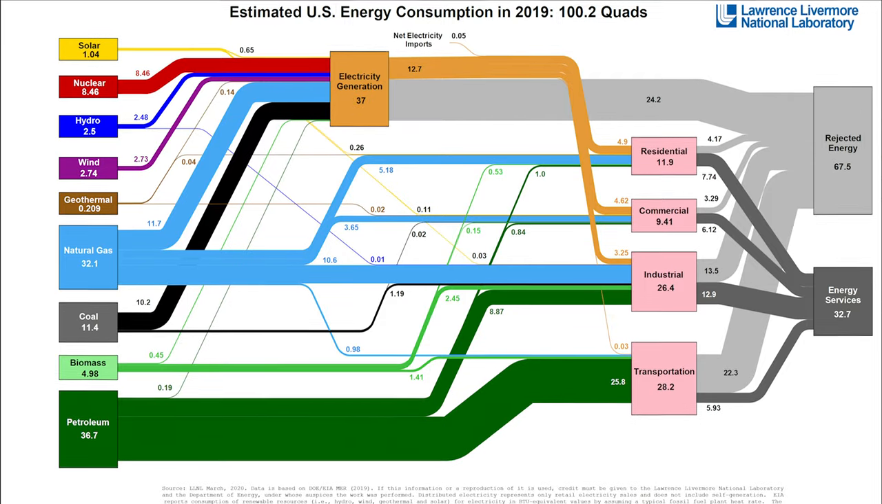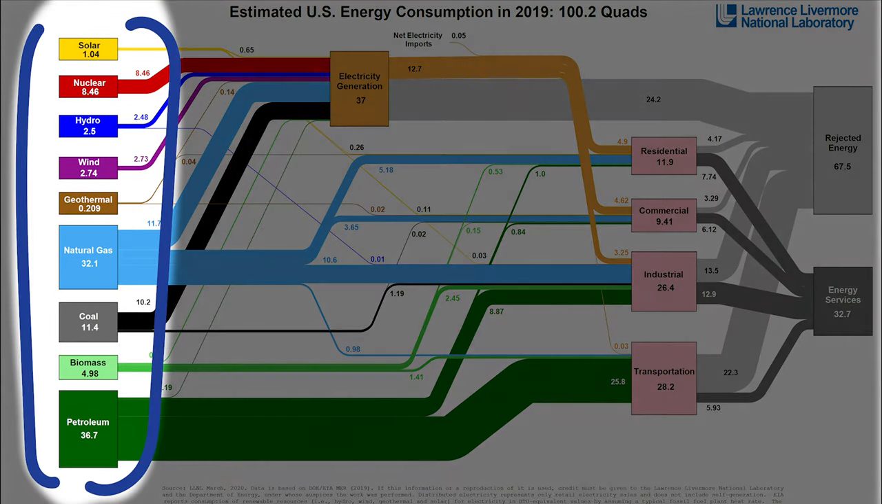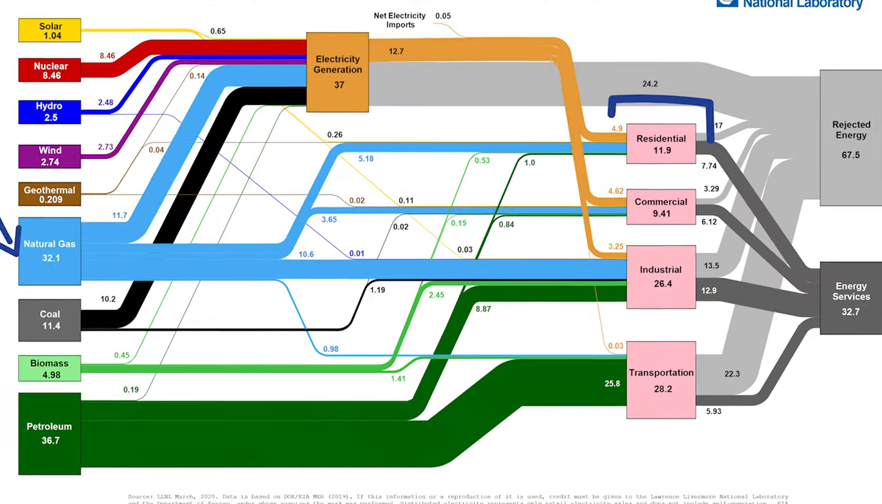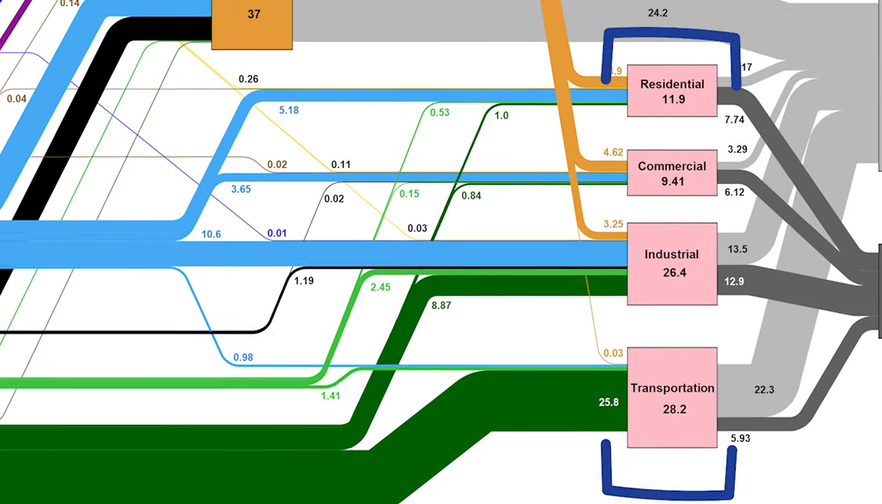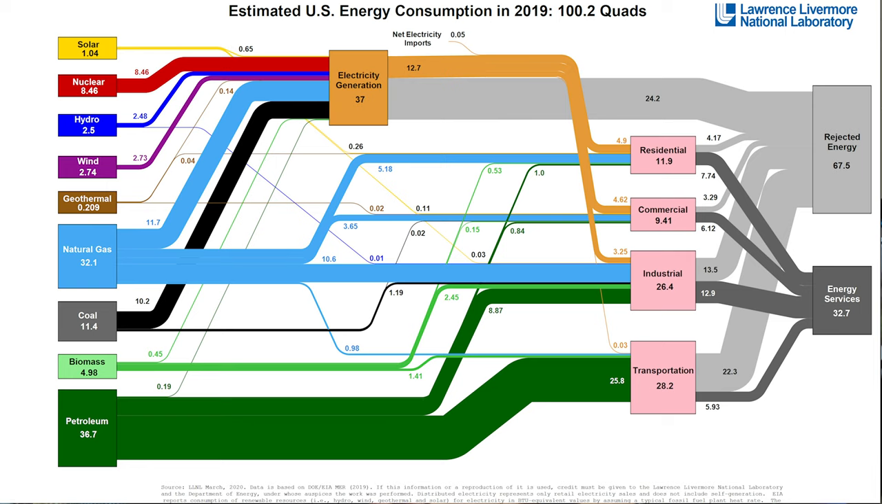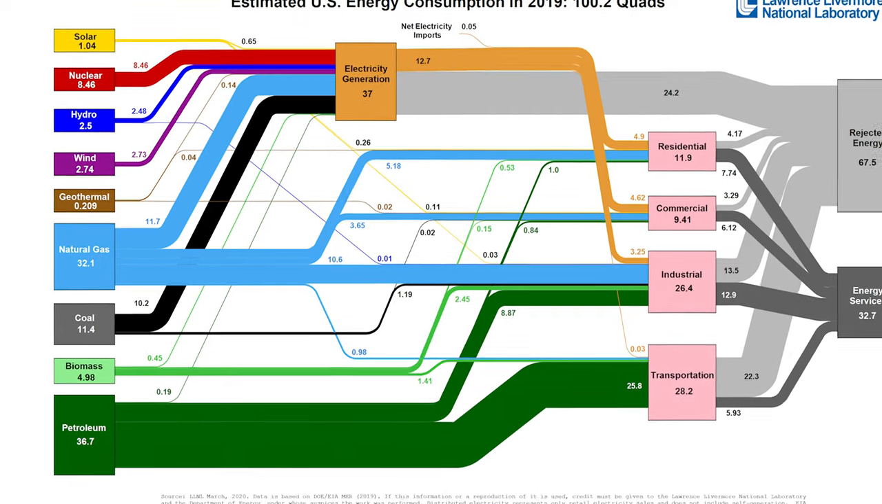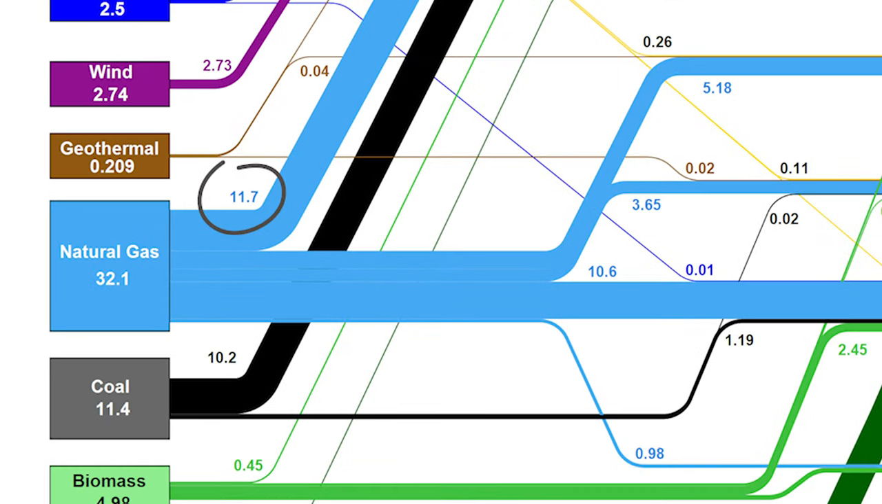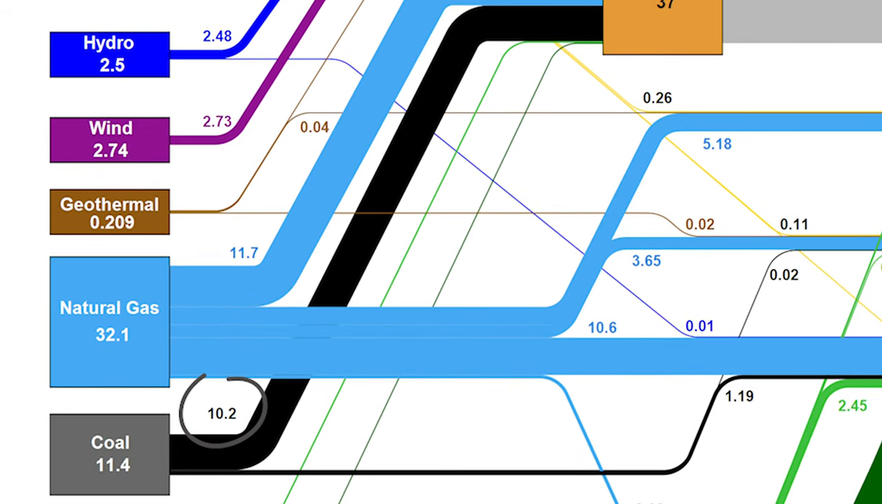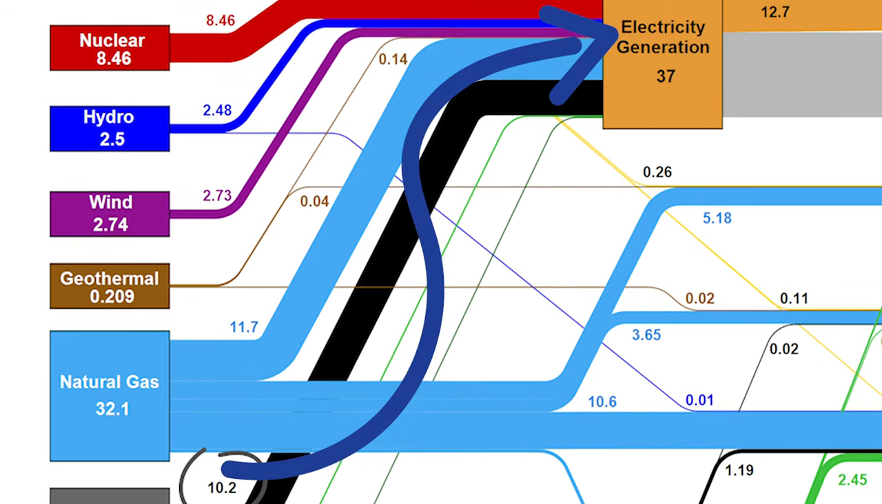On the left-hand side are the resources: renewable, nuclear, and fossil. Energy flows from left to right as we track it from resource to disposition. The lines on the diagram show how much of each energy resource or carrier goes between different parts of the energy system. So, for example, almost 12 quads of natural gas are used to make electricity, while just over 10 quads of coal are used to make electricity.